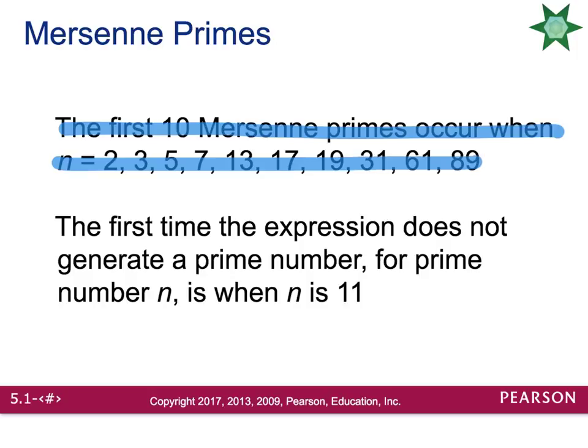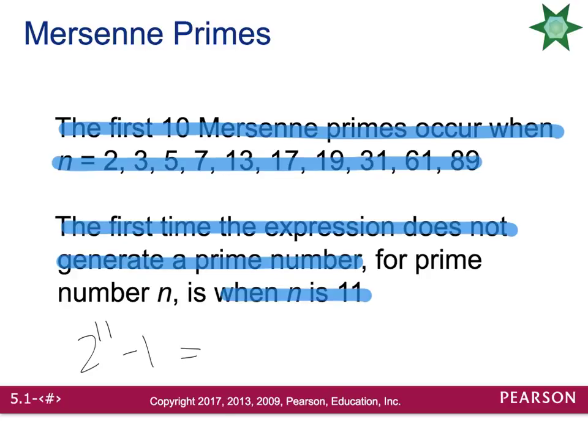The first time it does not generate a prime number is when n is 11. So 2 to the 11 minus 1 is not prime. So there's an exception; it doesn't always work. We did it for 5. Remember, we did 2 to the 5th, and we got 32 minus 1 is 31.